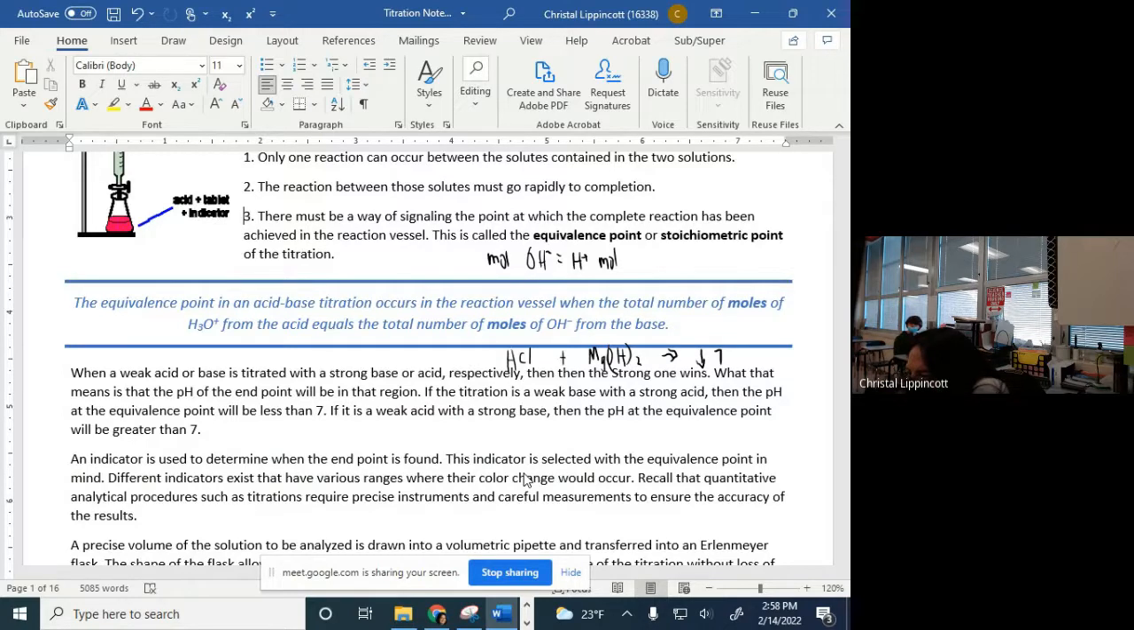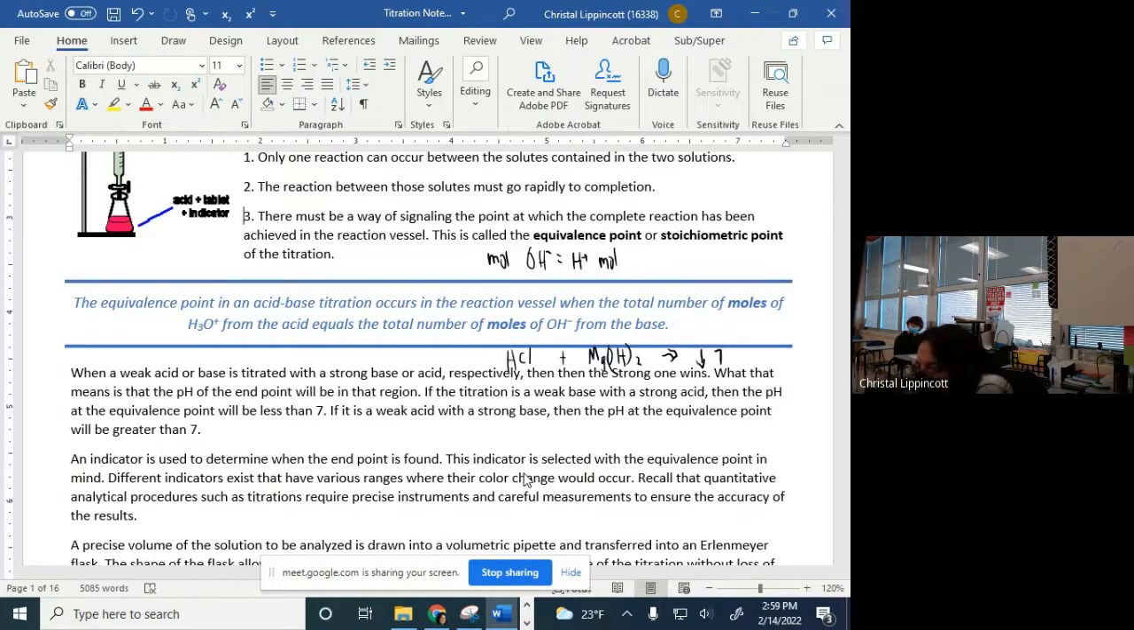So how do you know the strength? Is it determined by electrical activity? Yeah, a lot of times. But that's why you just memorize these and you know which ones are strong and which ones are weak. But if you've got a strong acid and a weak base, you're going to end up with an equivalence point less than 7.